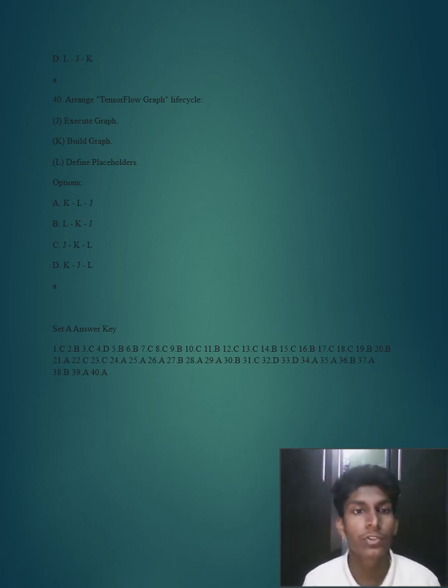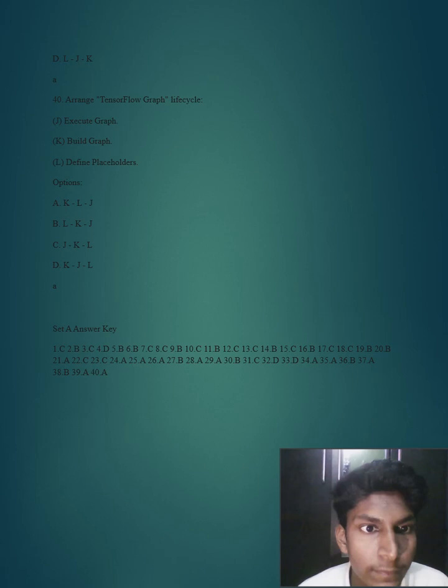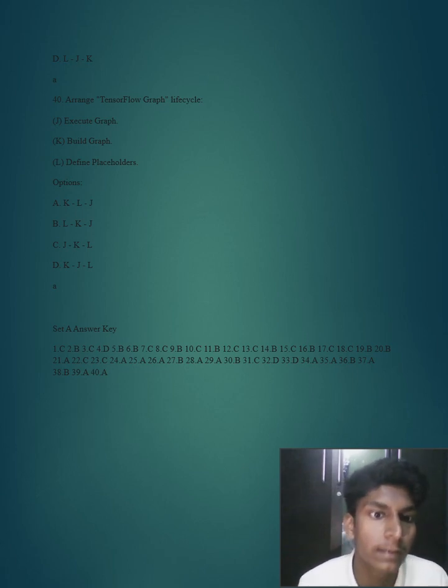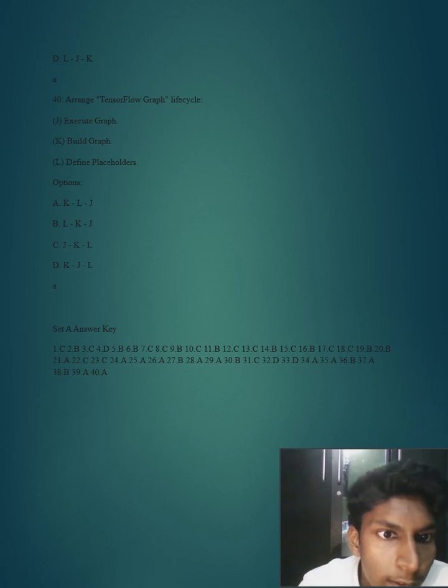Question number 40, the last question, is arrange the TensorFlow graph lifecycle: execute the graph, build graph, define placeholders. Options are A, KLJ, LKJ, JKL, and KJL. So the correct option is define placeholders, build graph, and execute graph, which is option A.